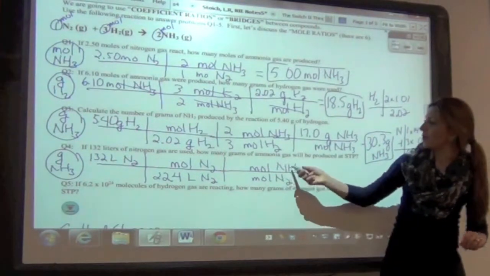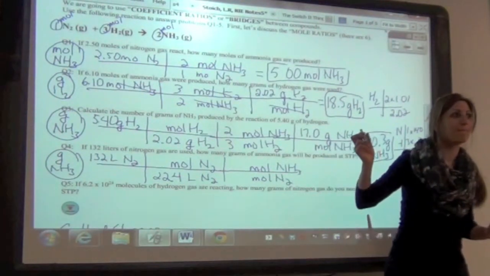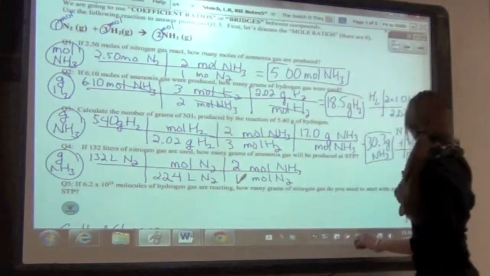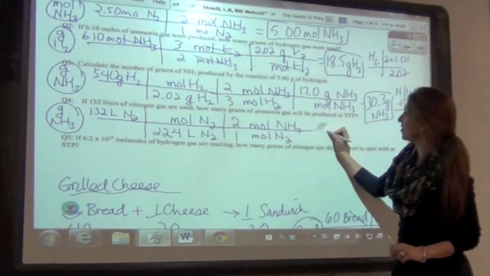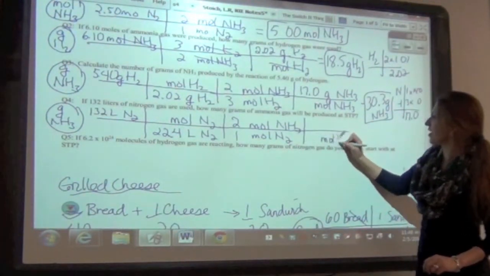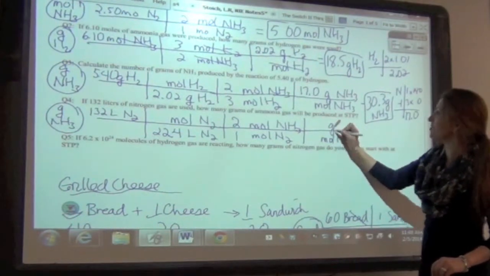So what's your ratio of NH3 to N2, please? 2 to 1. 2 over 1. Awesome. 2 over 1. Perfect. And now the last step, we're in moles of NH3. We don't want that. We want grams of NH3.